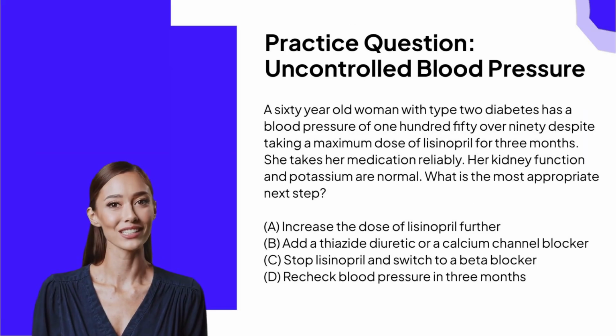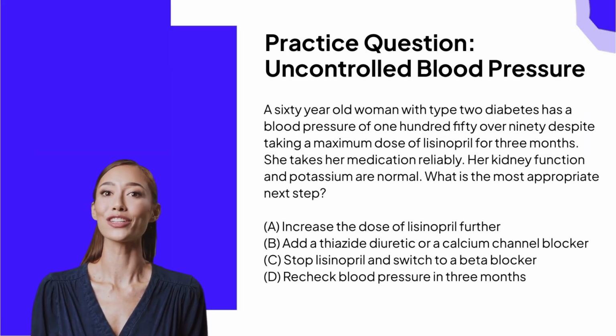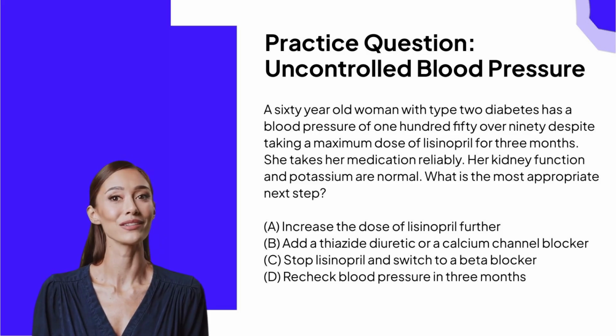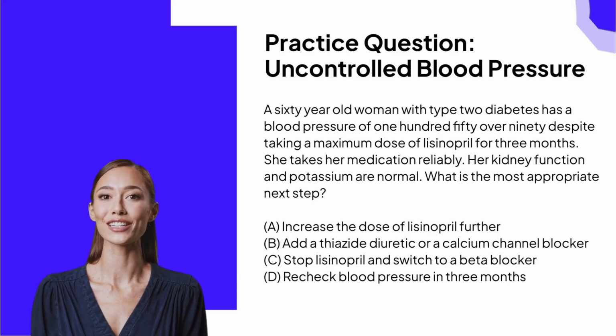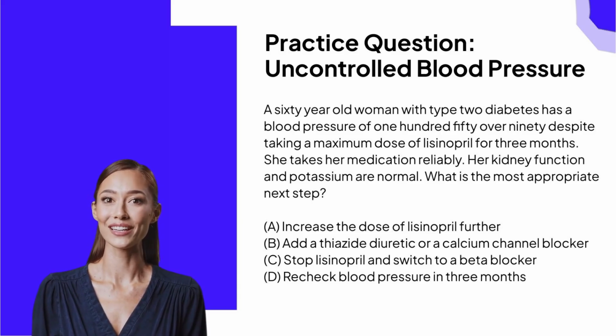Here is our second practice question. A 60-year-old woman with type 2 diabetes has a blood pressure of 150/90, despite taking a maximum dose of lisinopril for 3 months. She takes her medication reliably. Her kidney function and potassium are normal. What is the most appropriate next step?